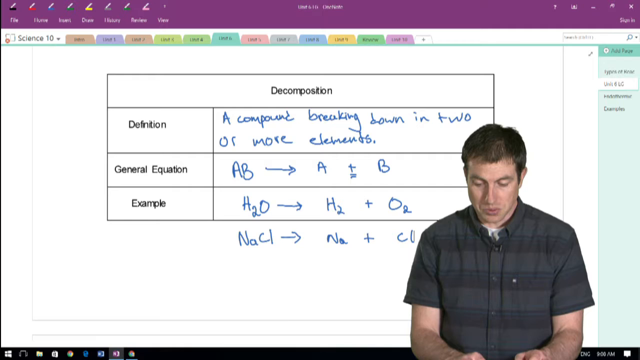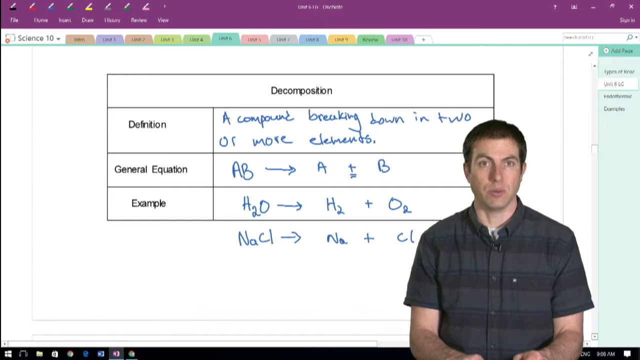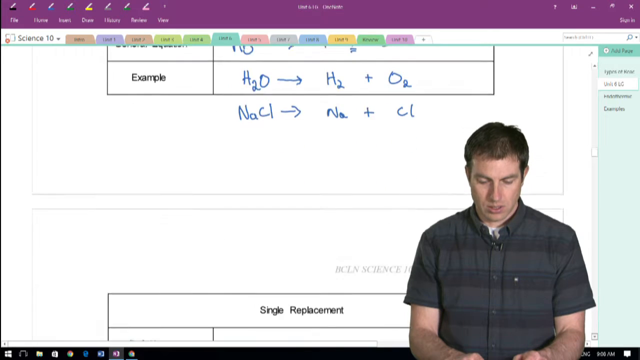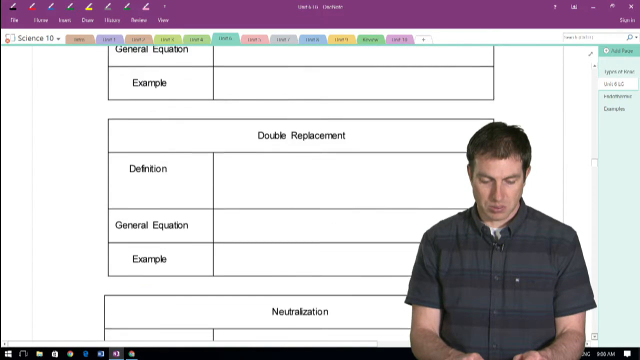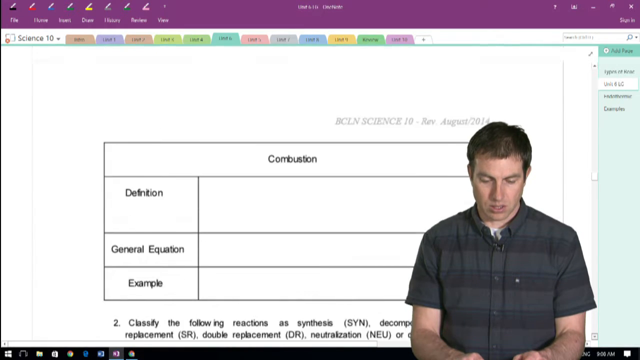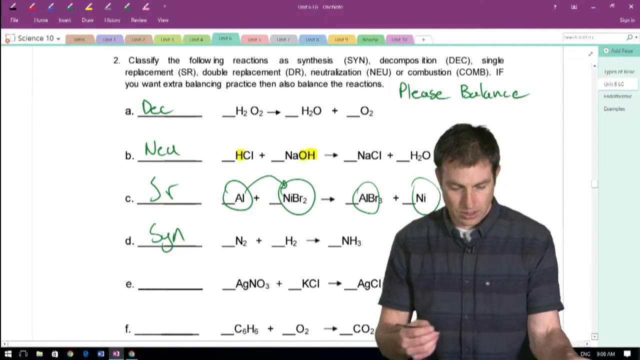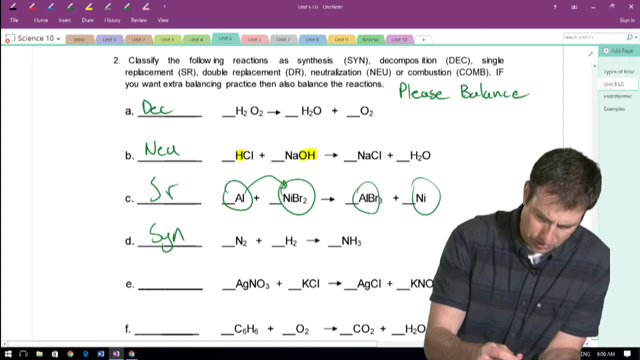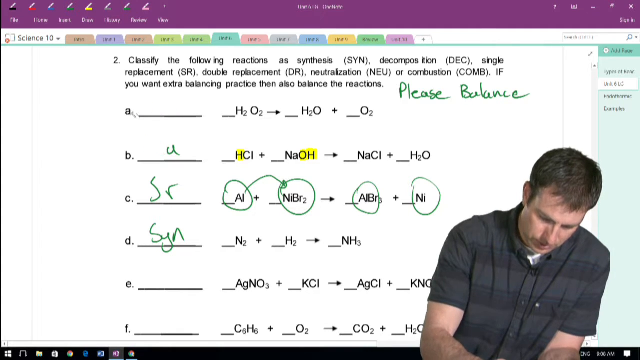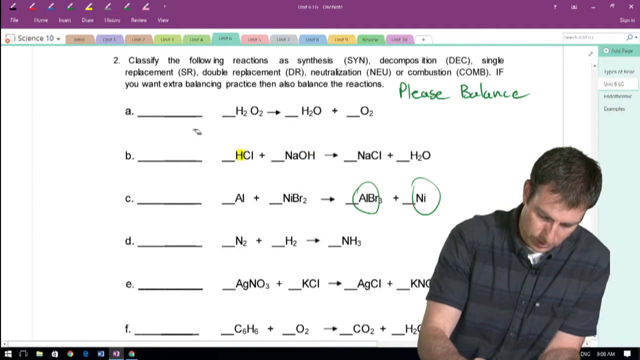And you can just use the ones right out of the notes that we did last day. That's completely fine. So we had single replacement, double replacement, neutralization, and then combustion. And then question number 2, we didn't have an opportunity to go through, but we can right now.